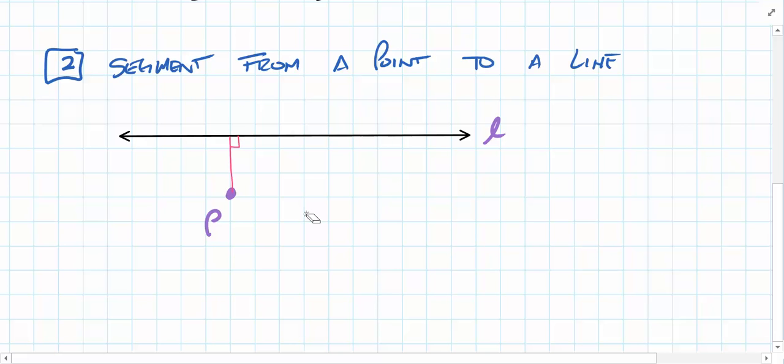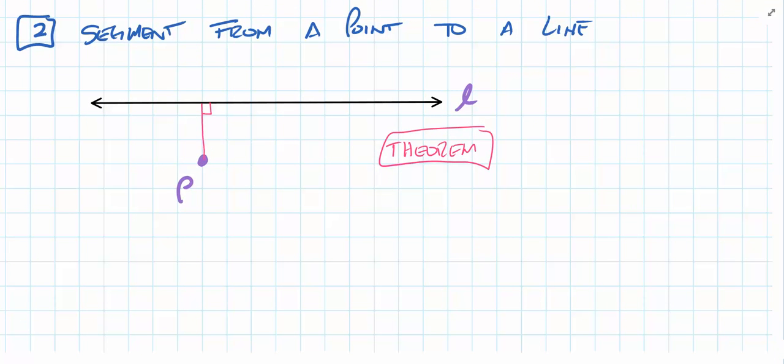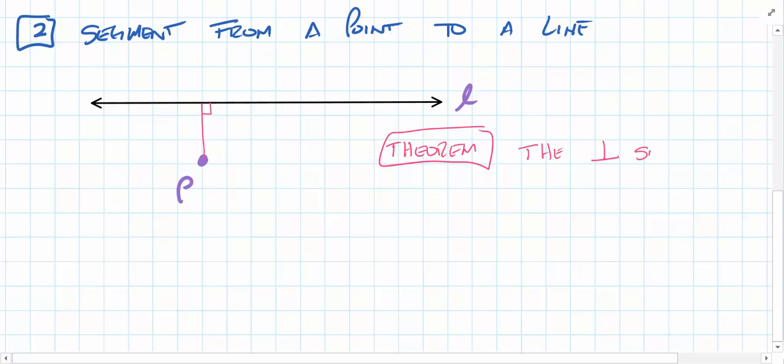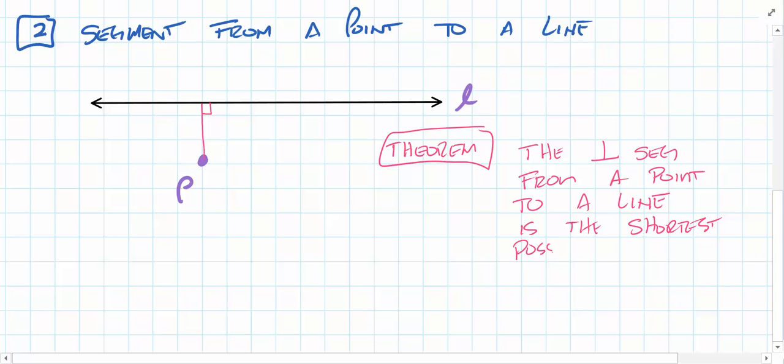So the theorem says this. And it's a theorem, so we can use it in proofs. Unfortunately, there's no real shorthand for it. It says the perpendicular segment from a point to a line is the shortest possible distance from that point to the line.